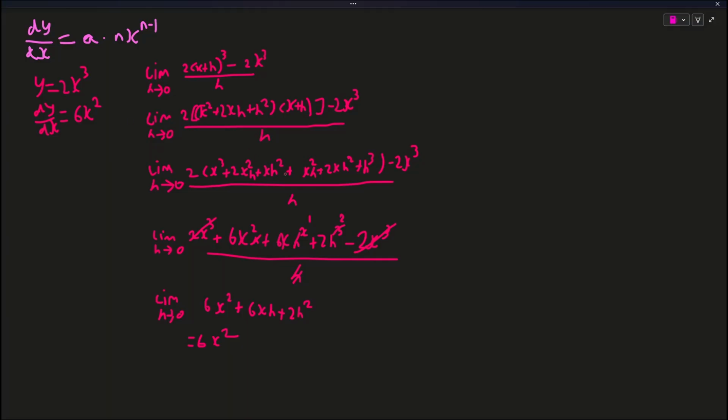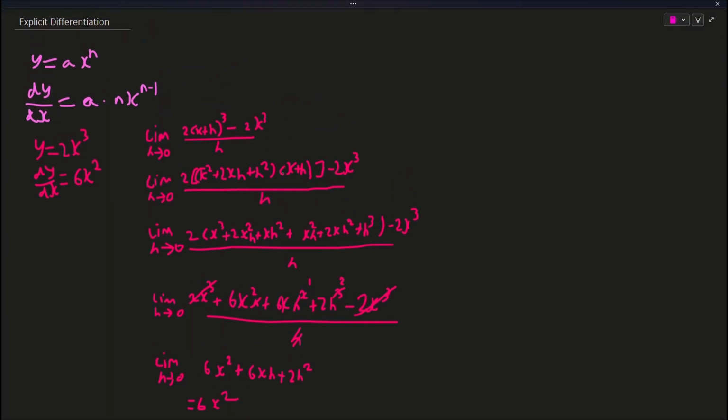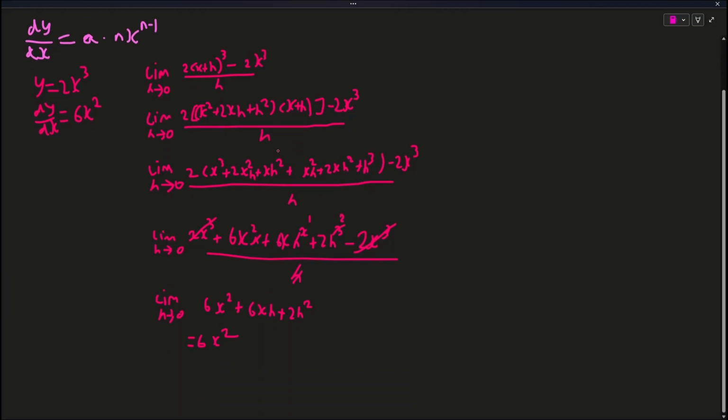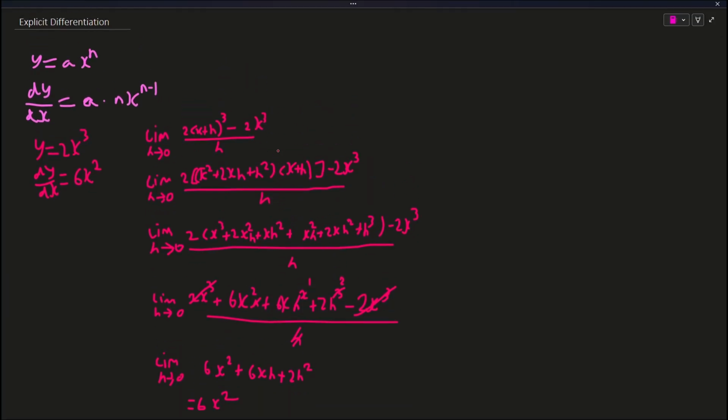Now you can see this is very long-winded. The other way is so much simpler. So if you're not asked to differentiate by first principles, your go-to is explicit differentiation. It is significantly faster. So let's try another example.